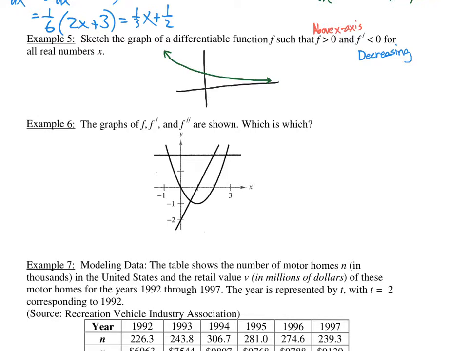F is the parabola, because it's the largest one. F prime is the diagonal line. And F double prime is the straight line. I know this, because you reduce the degree when you take the derivative, reducing the exponent. We're reducing the degree. Good.